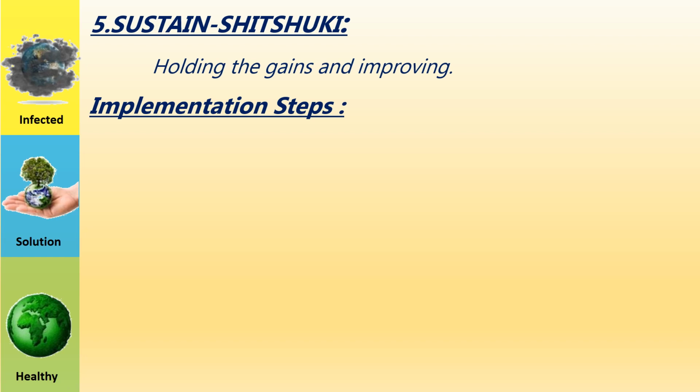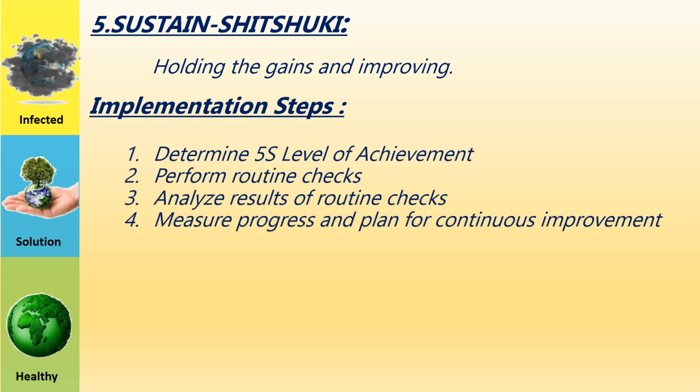If you see, the sustain implementation steps are: first we need to determine the level of achievement in 5S. Then we need to perform routine checks and audits and analyze the gaps. If there is any gap, we need to fill it up with a corrective actions plan. We need to measure how the corrective actions have been implemented and measure the progress of the implemented plan. And we need to identify a control improvement. These are all the steps involved in the fifth S, that is sustain.